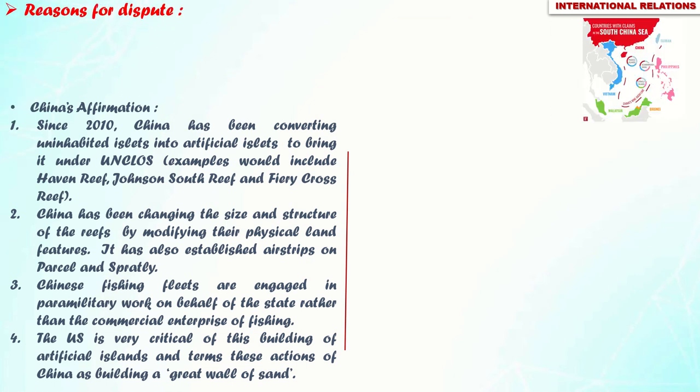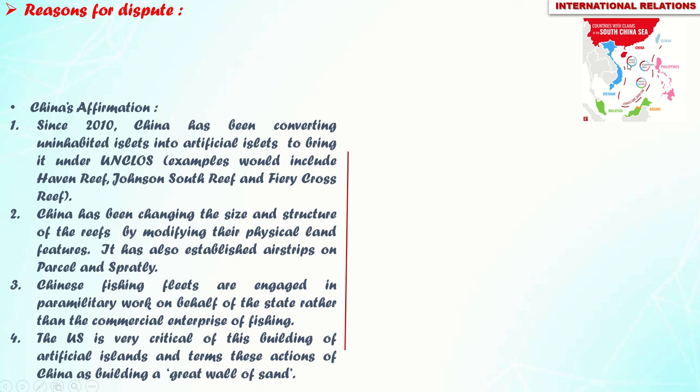And what are the reasons for the dispute? Please observe here, the countries which claim in the South China Sea. This red country is China. This blue one is Vietnam, this light blue one is Taiwan, pink one is the Philippines, green one is Malaysia, and this orange one is Brunei. So all these countries are involved in the conflict regarding South China Sea islands.